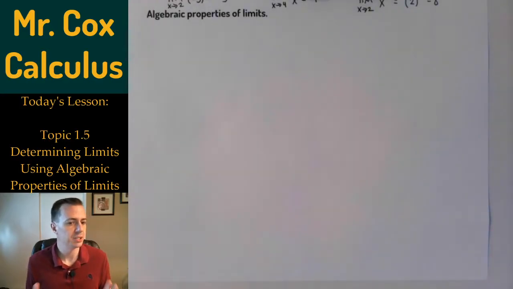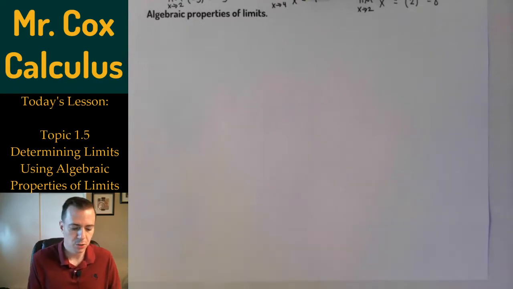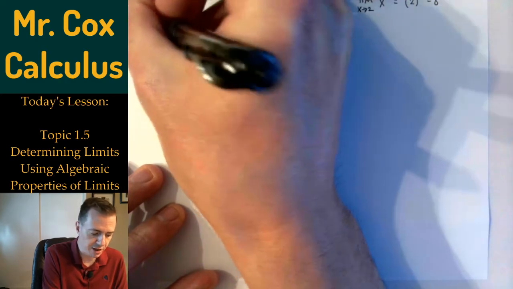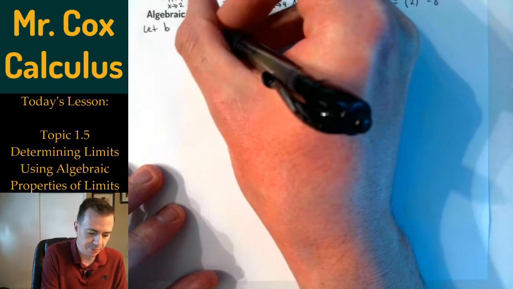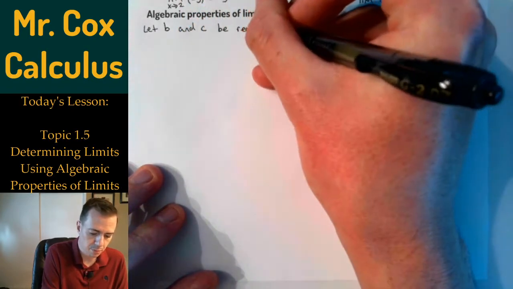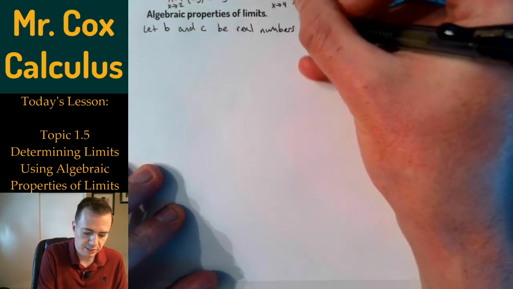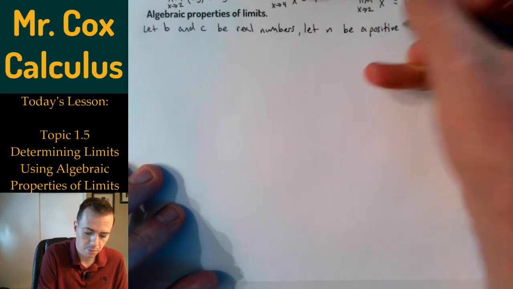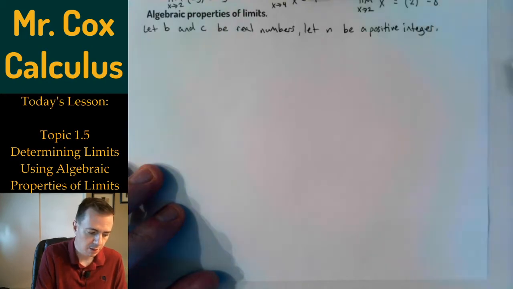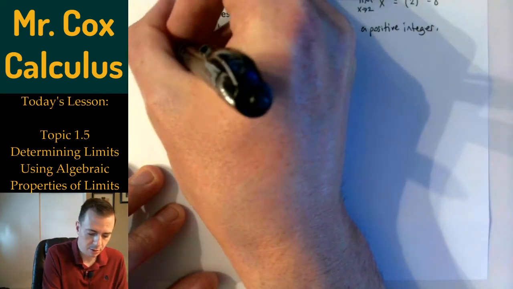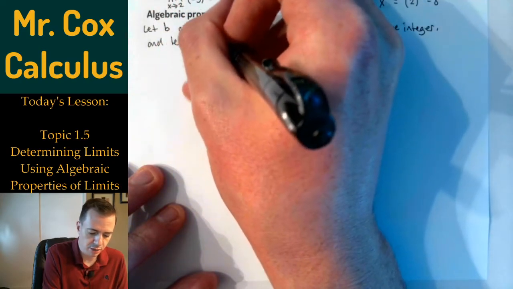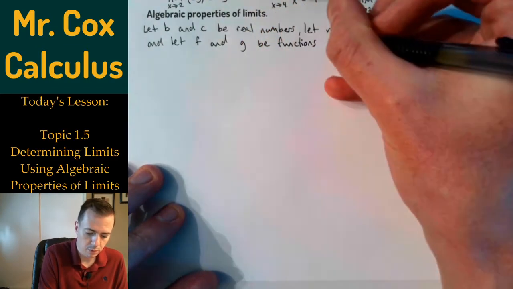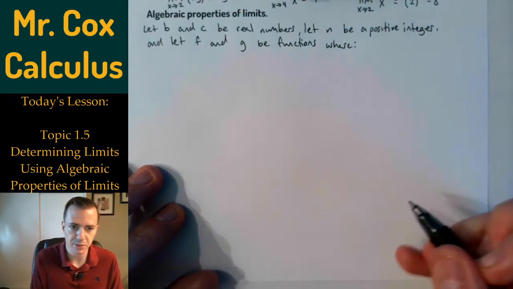All right, let's establish some algebraic properties of limits. Just like we did in the previous video, we're going to throw out some disclaimers here about what these values are going to be defined as. Let's let b and c be real numbers. Let's let n be a positive integer. And let's let f and g be functions where the following statements are going to be true.